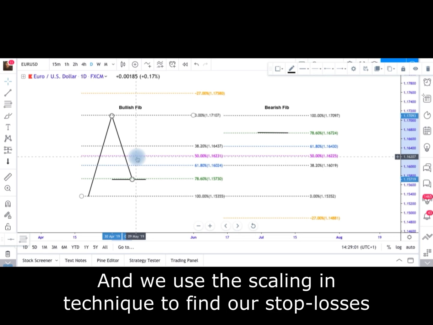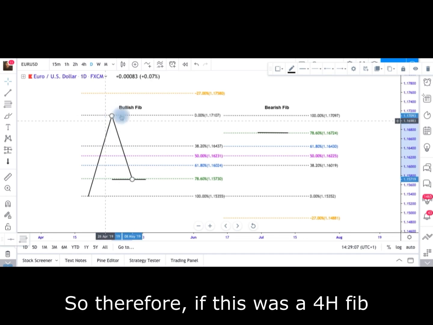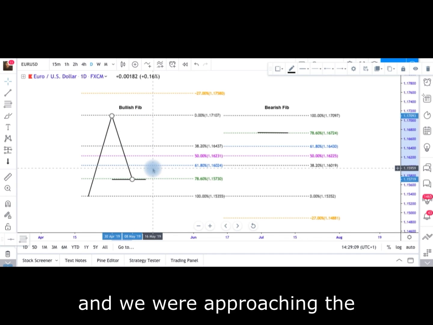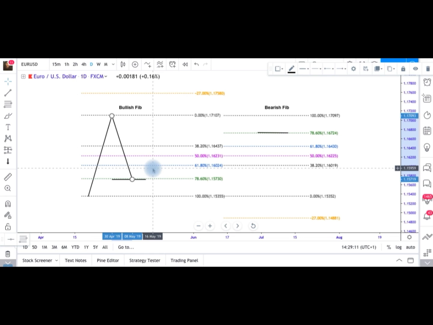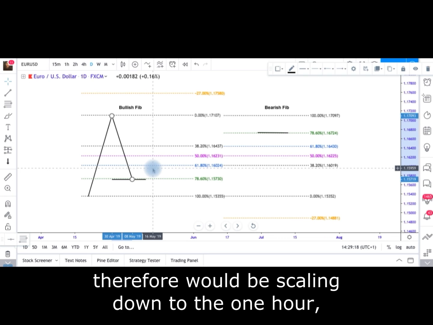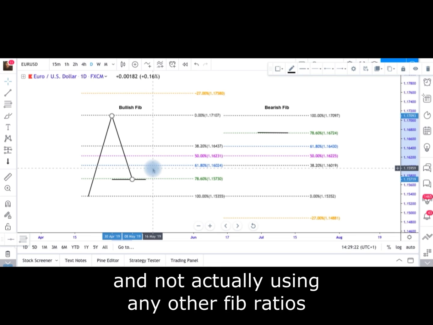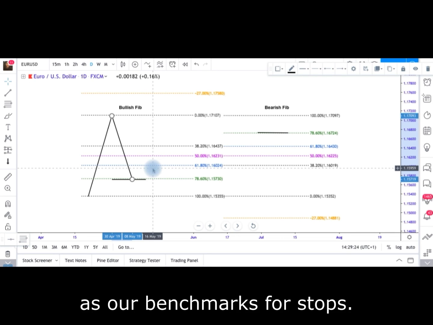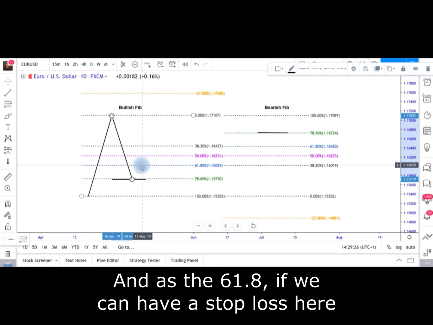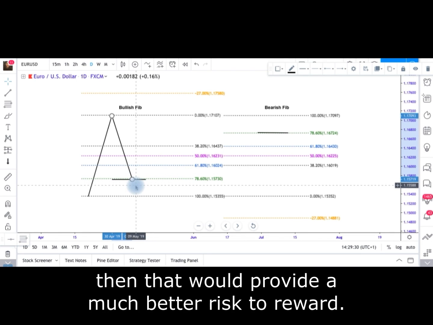And we use the scaling in technique to find our stop losses as opposed to using another Fib ratio as our stop loss. So therefore, if this was a 4-hour Fib and we were approaching the 50%, and the 50% had multiple layers of confluences, therefore we'd be scaling down to the 1 hour, looking for the tap, using the first tap as benchmarks for stops, and not actually using any other Fib ratios as our benchmarks for stops. And it's the same with the 61.8. If we can have a stop loss here, as opposed to having it here, then that would provide a much better risk to reward.